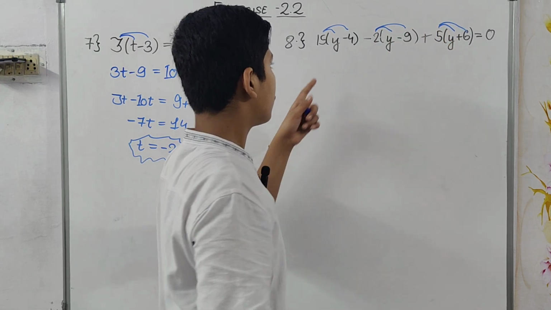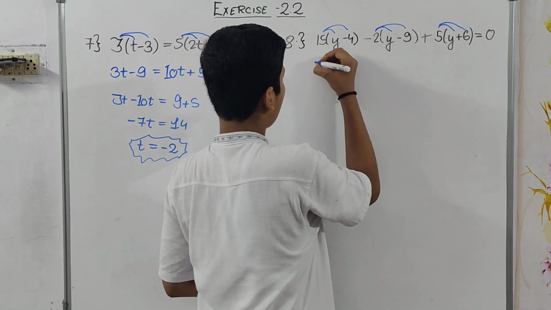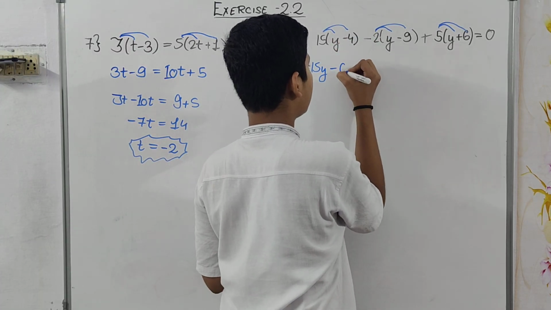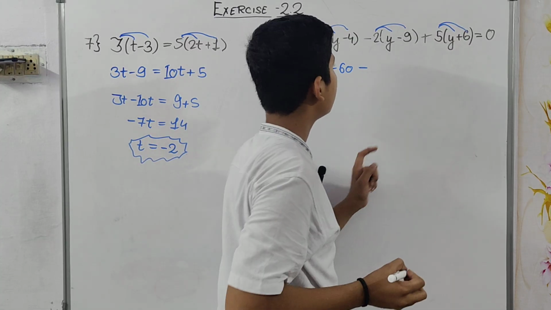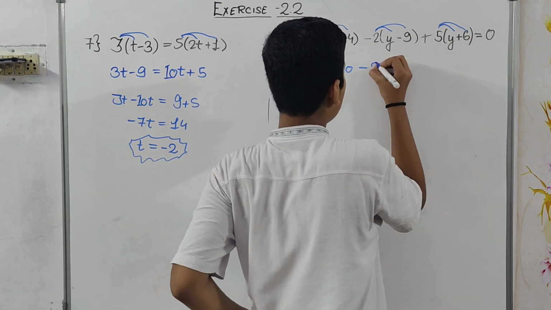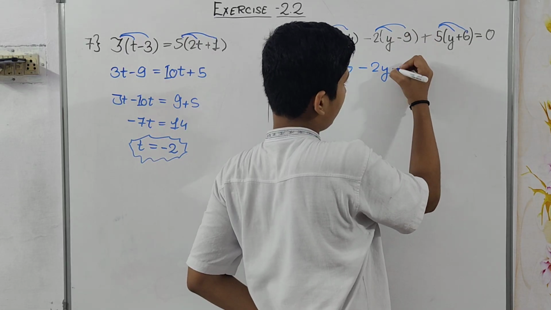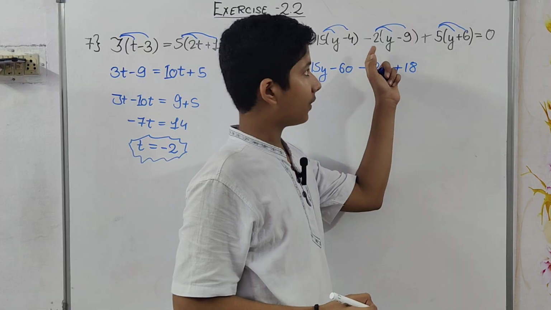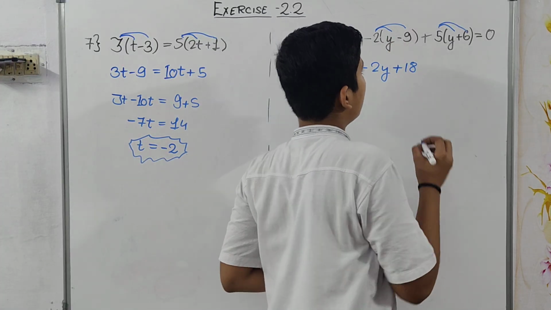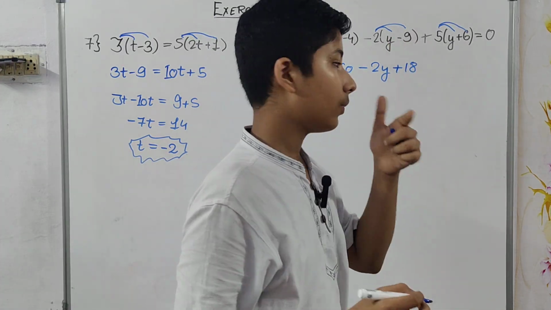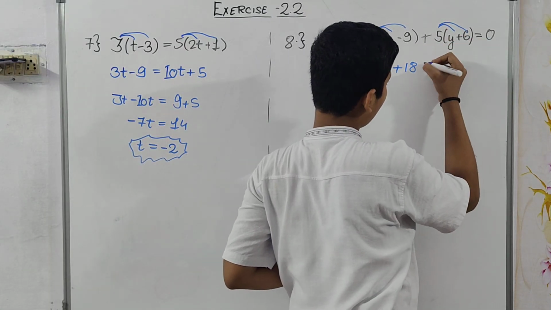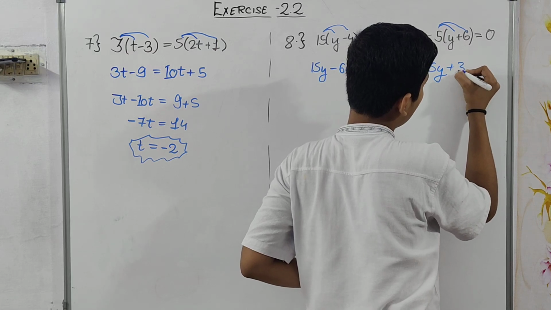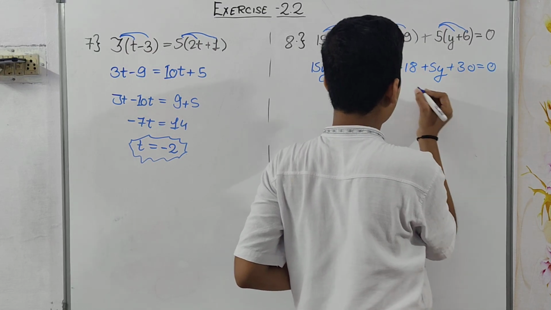Multiply. So 15 into y will be 15y. 15 into 4 will be 60, minus 2 into y will be 2y. 2 into 9 will be 18, but positive. Why? Because outside there is a negative sign, inside is also negative, so minus minus will become plus. Then 5 into y will be 5y. 5 into 6 is 30 equals 0.